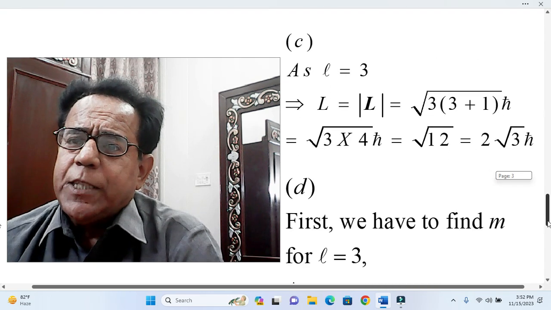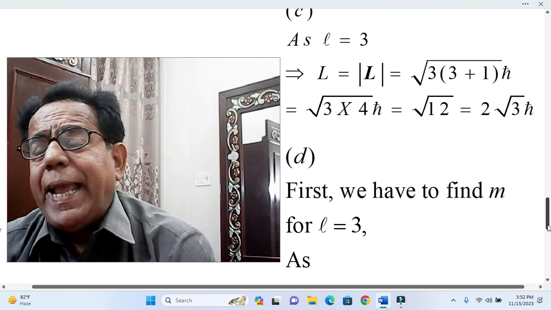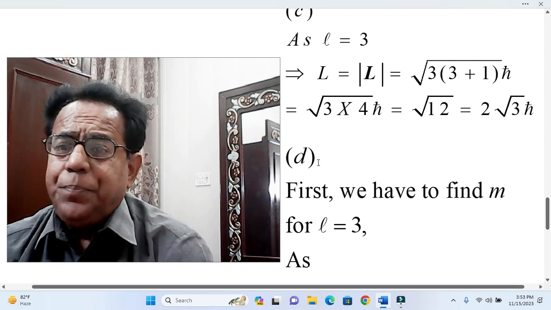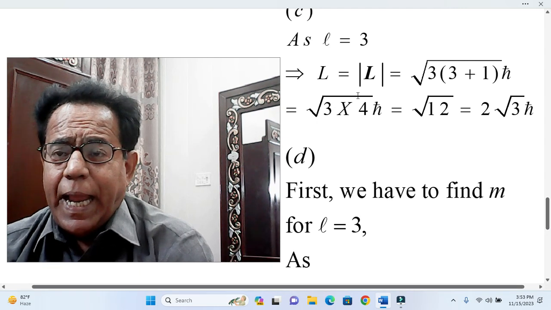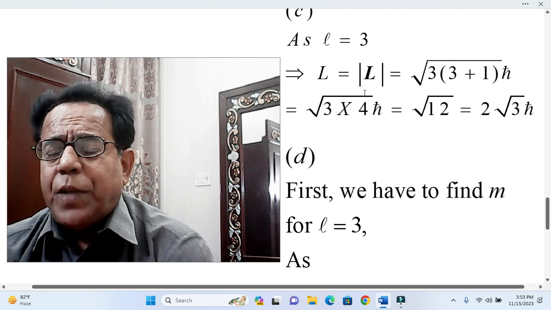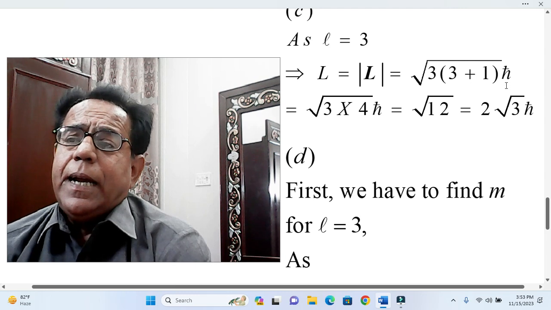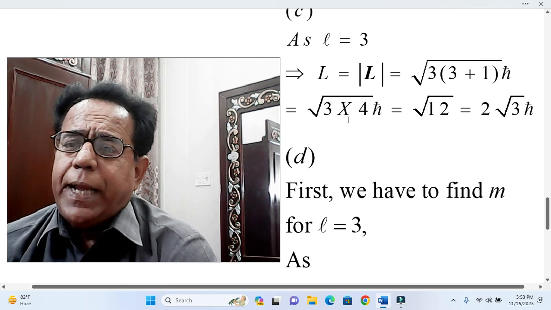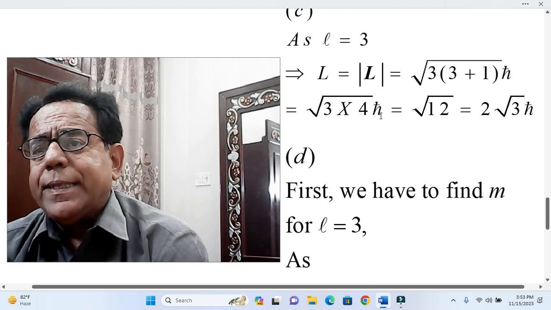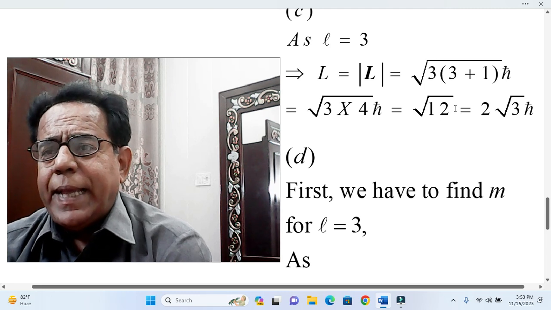Now we come towards part C. Part C, as small l is equal to 3, this implies that the L vector modulus value or magnitude or absolute value is equal to the square root of l into l plus 1 times h cut or h bar or reduced h, and this becomes equal to the square root of 3 into 4 h cut. This becomes equal to the square root of 12 h cut.